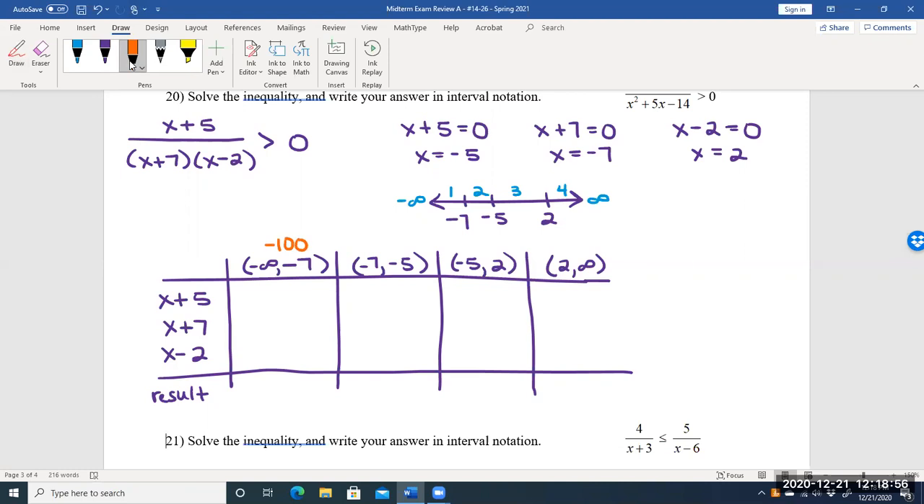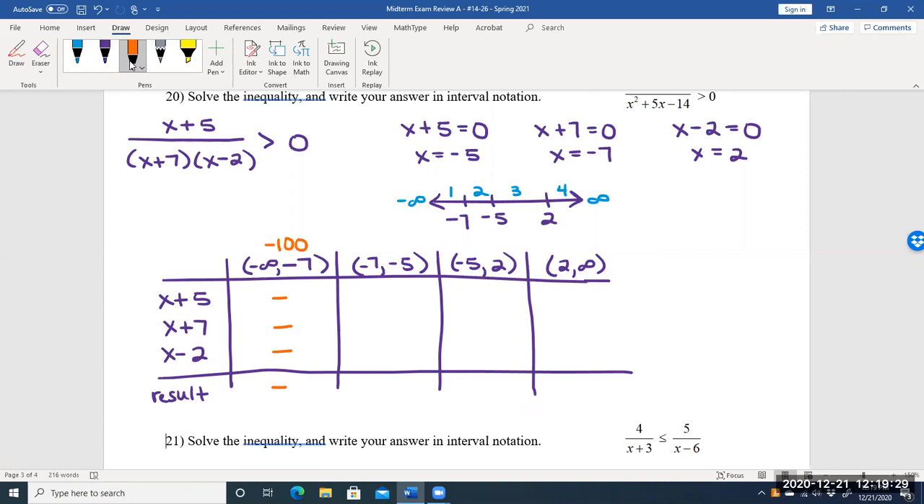You could pick negative 8, you could pick negative 9, you could pick negative 10, or you could pick negative 100. I always pick negative 100 because it always is in that first interval. So negative 100 plus 5 is a negative 95. Negative 100 plus 7 is a negative 93. And negative 100 minus 2 is a negative 102. 3 negatives make a negative. If you have an odd number of negatives, it's going to be a negative result.